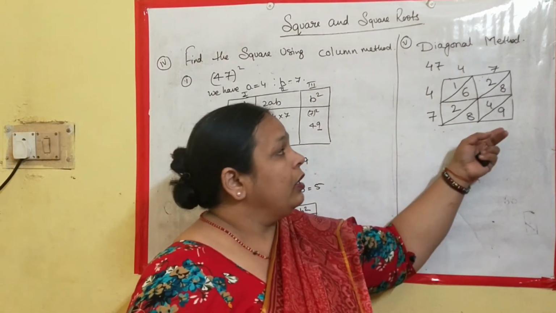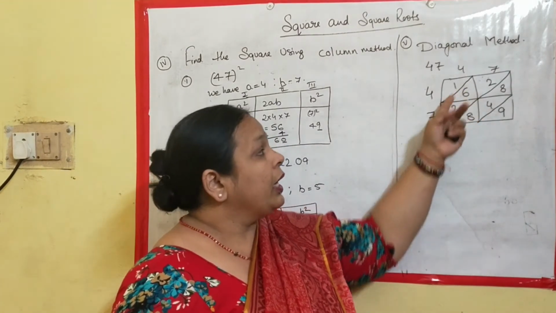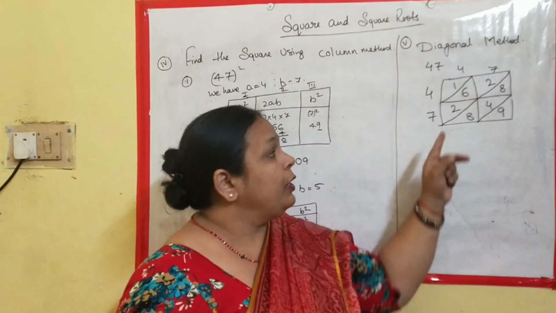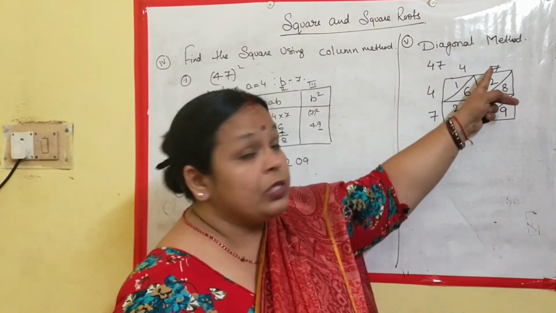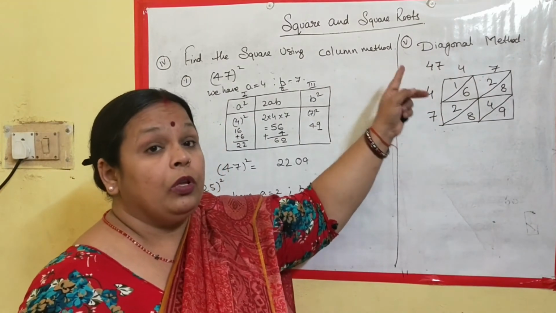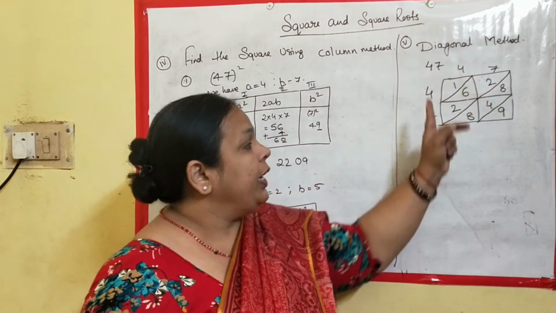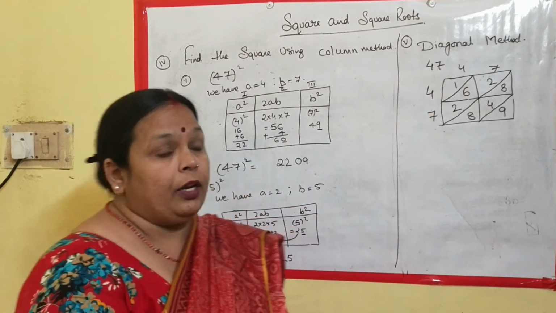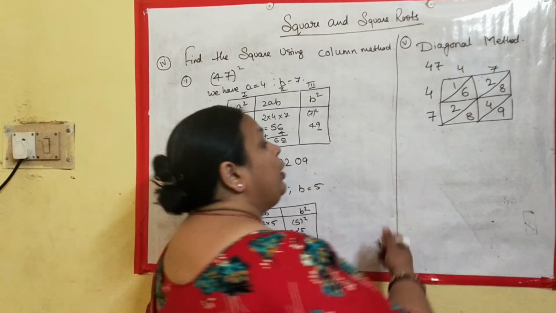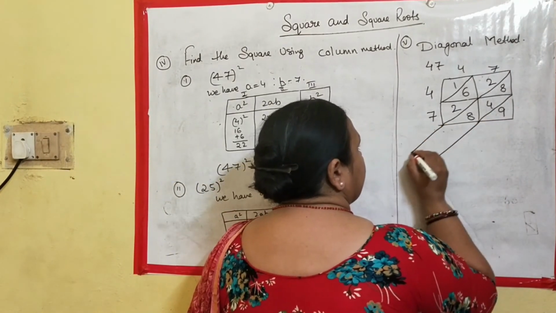We have taken a square box, divided into 4 parts. Again, each box is subdivided into 2 and we have written 4, 7 and 4, 7 because we need to find the square of 47. 4 fours are 16, 4 sevens are 28. 7 fours are 28, 7 sevens are 49. Clear? Now, what we will be doing is, we will be extending it in this direction. Clear?